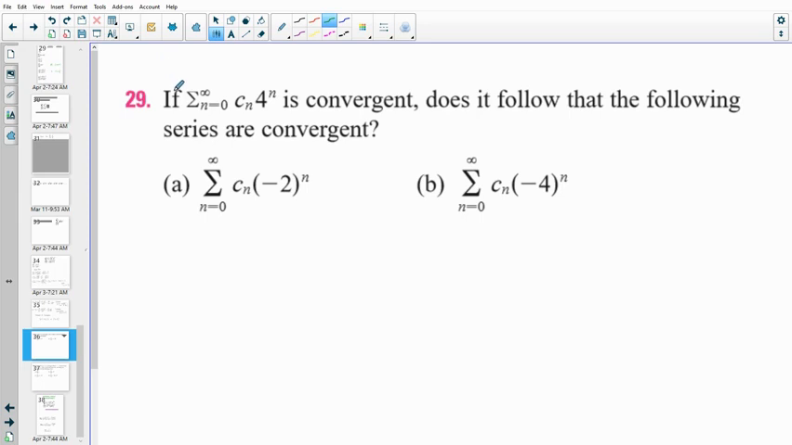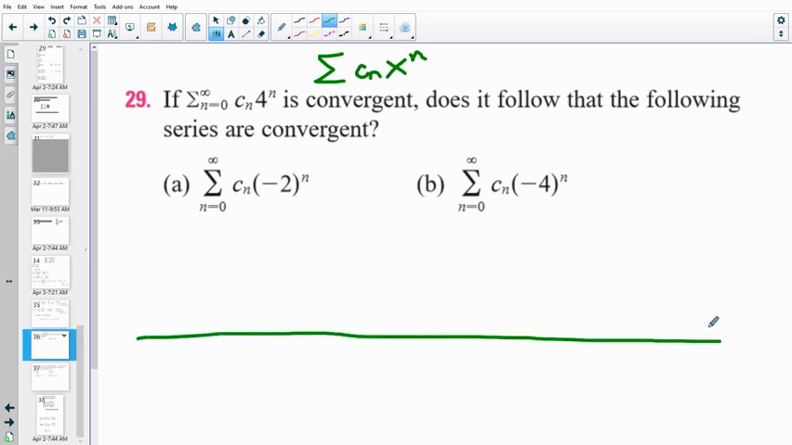In number 29, we're given that the series of something times 4 to the n is convergent, and they want to know if we can logically conclude from that that either one of these two series would be convergent as well. What I take from this is we've got our general form of a power series, the sum of something times x to the n. It could be x minus something to the n, but in this case, I'm going to treat this as plugging 4 in. If I plug 4 into this series, it converges.